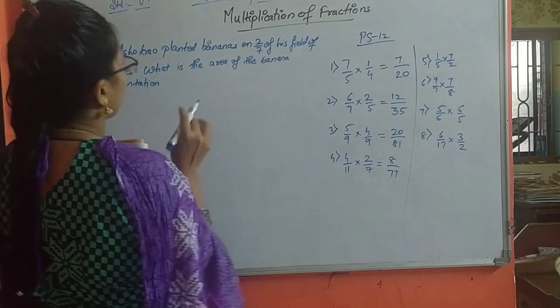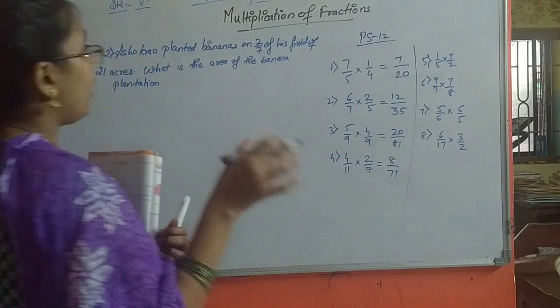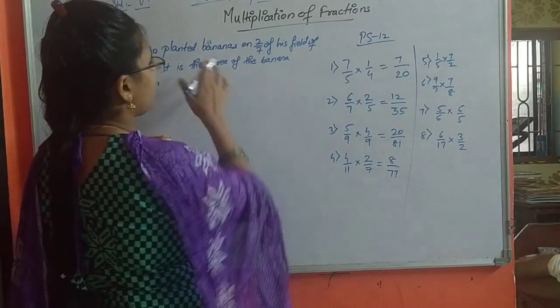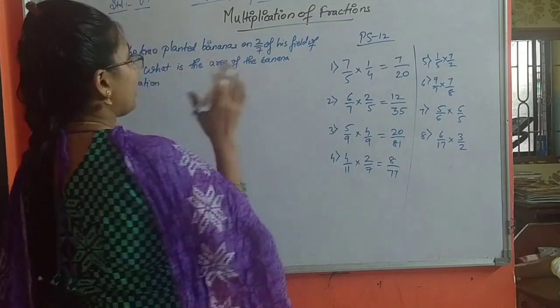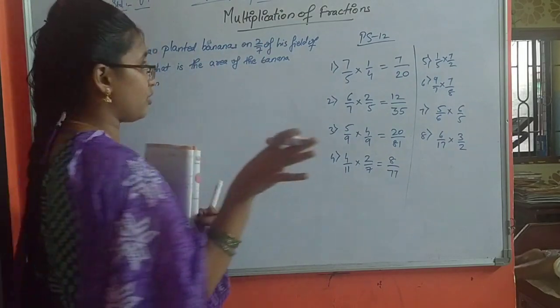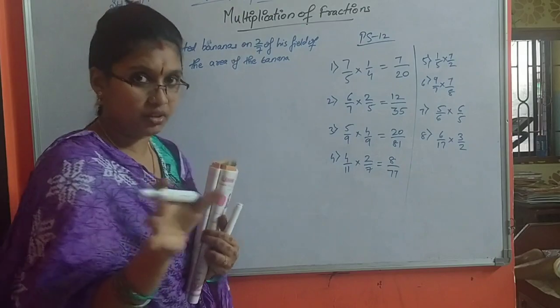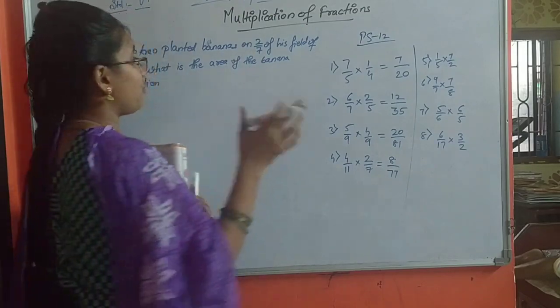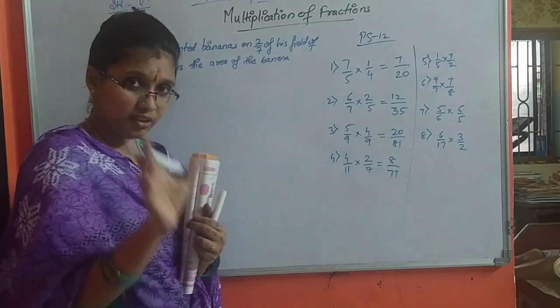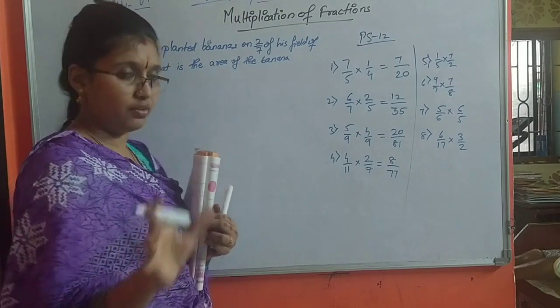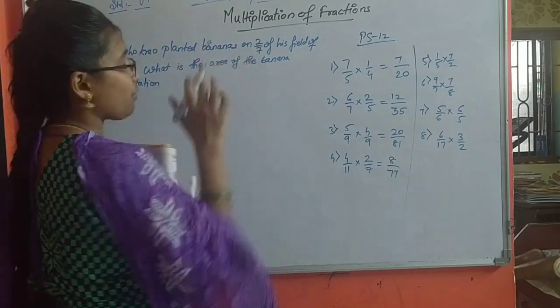Ashok Rao is a person who planted bananas on his field. Now how much part of the field is planted with bananas? 2/7 part. As in the earlier sum of subtraction of fractions, again we had the answer in fraction. But what we have to find? We have to find the number in whole, the area in whole, not in fraction. We need a proper number. We don't need fraction form.